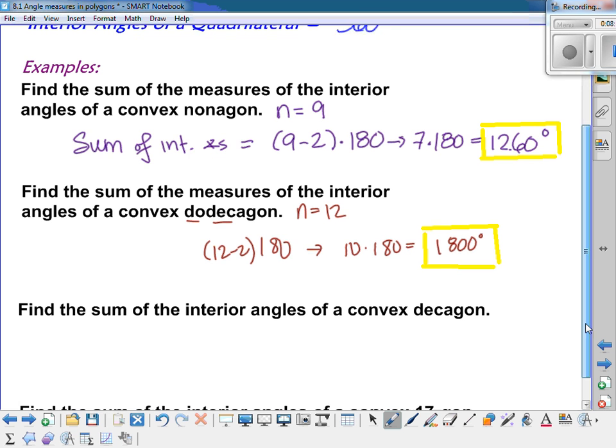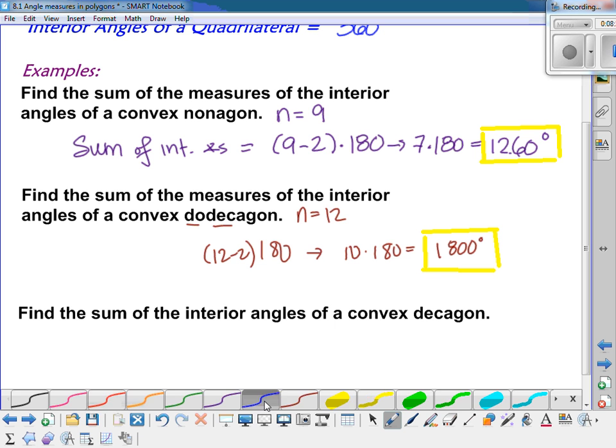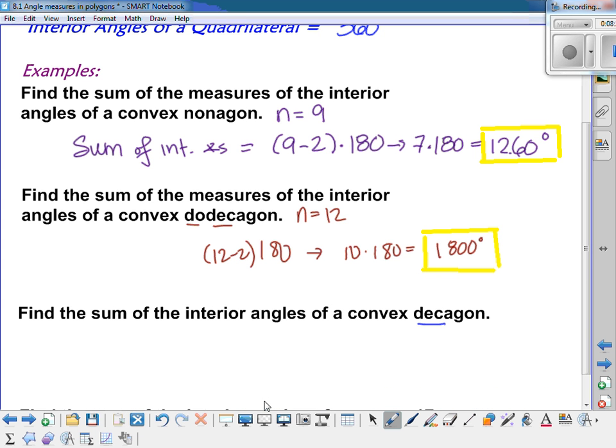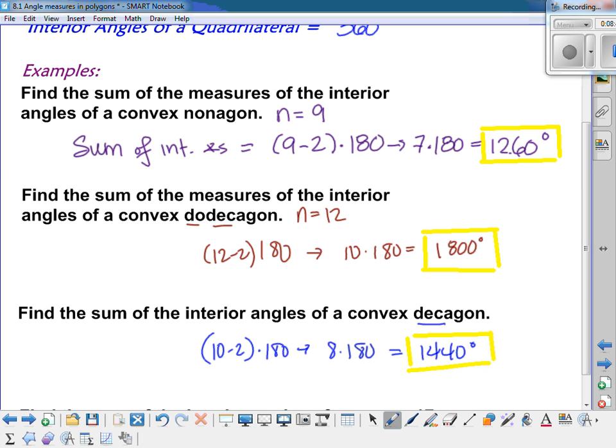Another example for your notes, we can find the sum of the interior angles of a convex decagon. This time I have a decagon, 10 sides. So 10 minus 2 times 180 would be 8 times 180, and that comes out to 1440 degrees. If I add up all the angles on the inside of a decagon, it's going to be 1,440 degrees.